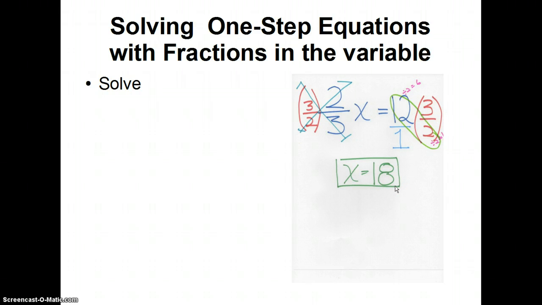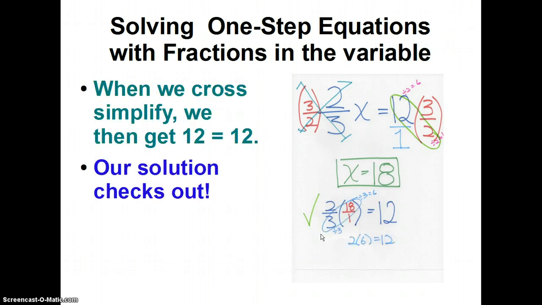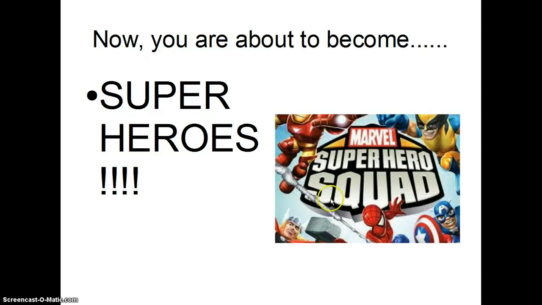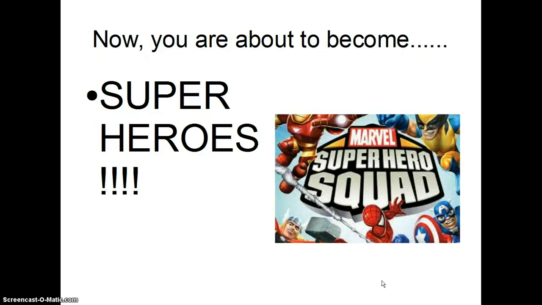Our next step is to check our solution and see if it works. So we have 2/3 times 18, and I gave him a friend to make it easier for me, equals 12. I'm going to look across here. Can I cross simplify? Yes. Both 18 and 3 are divisible by 3. So 3 divided by 3 is 1. 18 divided by 3 is 6. Oops, went too far. So 2 times 6 is 12. And 12. So we've got it.